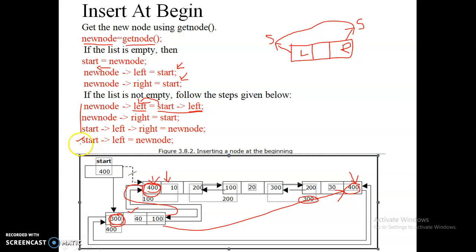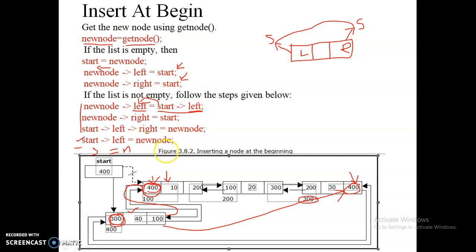Finally we'll assign our new node as the start of left. Then we will assign our new node as the starting node. This statement is missed out here. Finally we need to make the start node our new node. This is also to be there. Something may have gone back. So these are the 5 steps we need to perform.